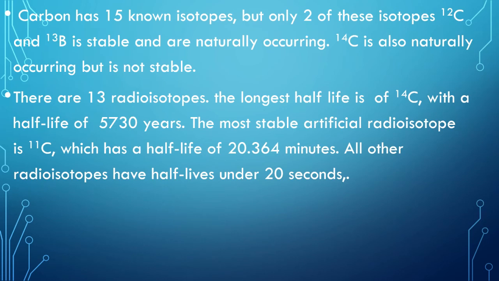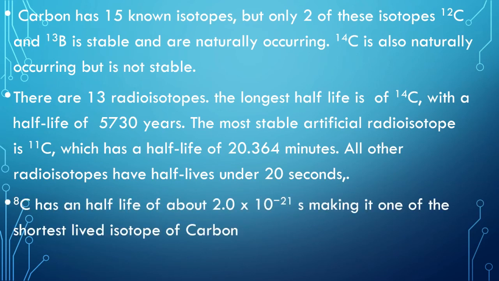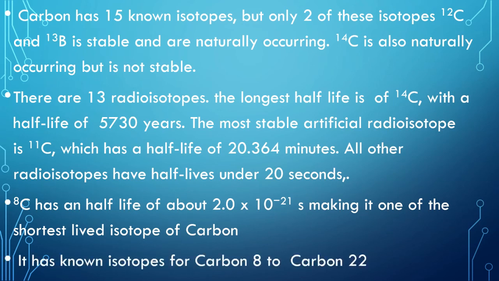The most stable artificial radioisotope is carbon 11, which has a half-life of 20.364 minutes. All other radioisotopes have half-lives under 20 seconds. Carbon 8 has a half-life of 2 × 10 to the power minus 21 seconds, making it one of the shortest lived isotopes of carbon. Carbon has known isotopes from carbon 8 to carbon 22.